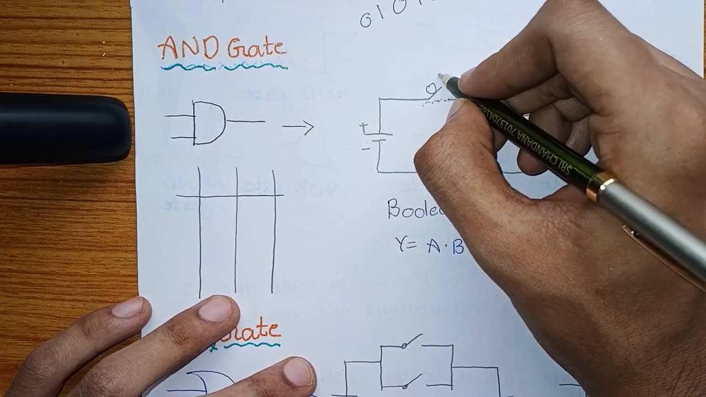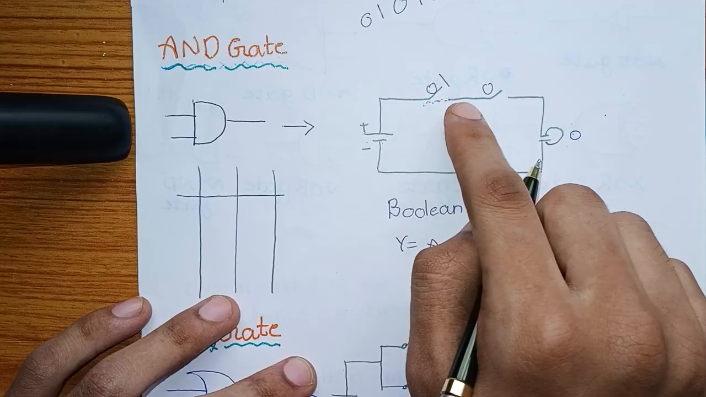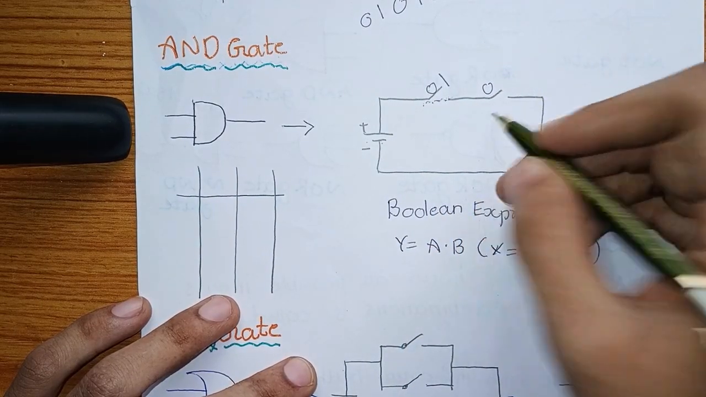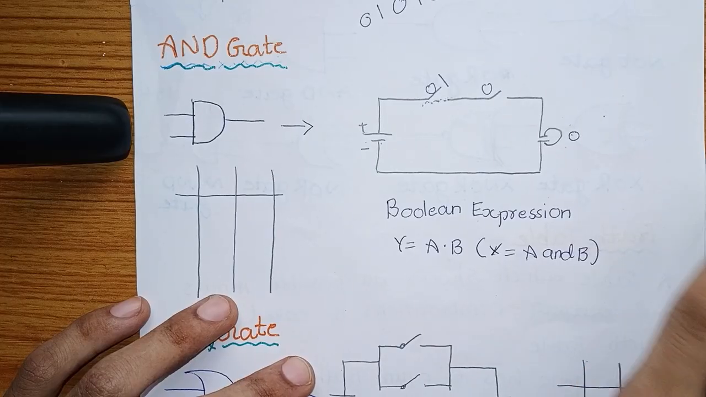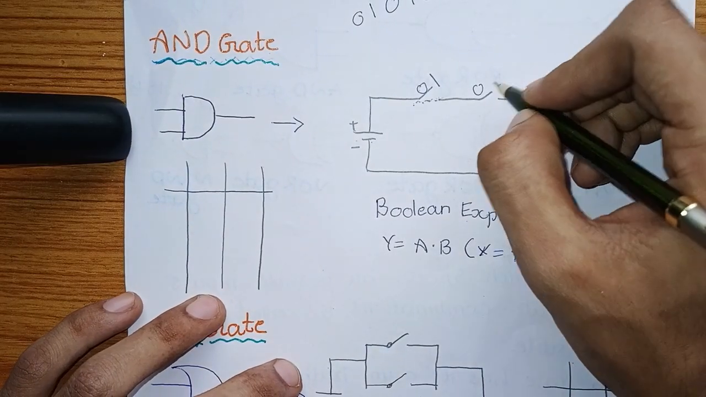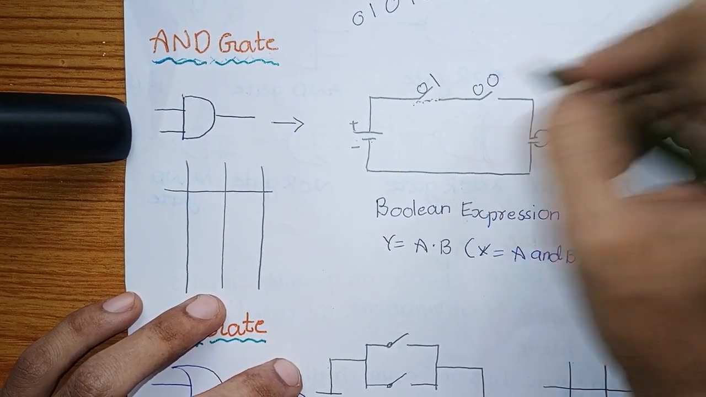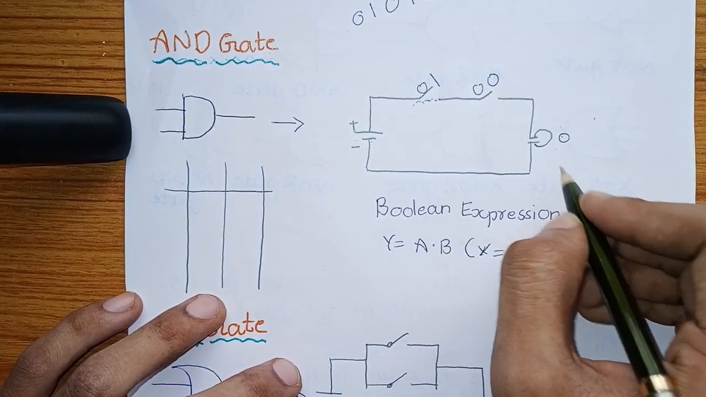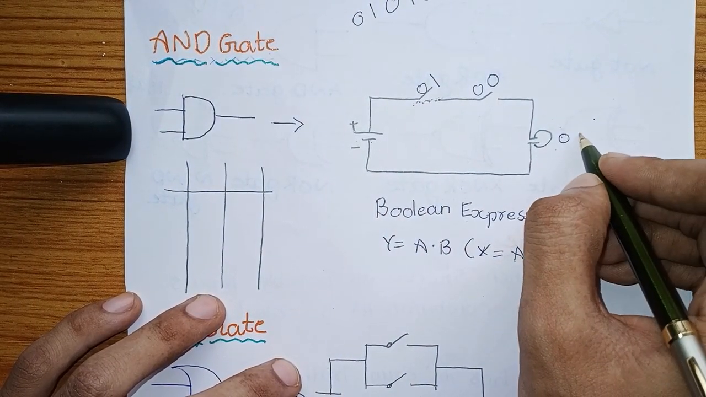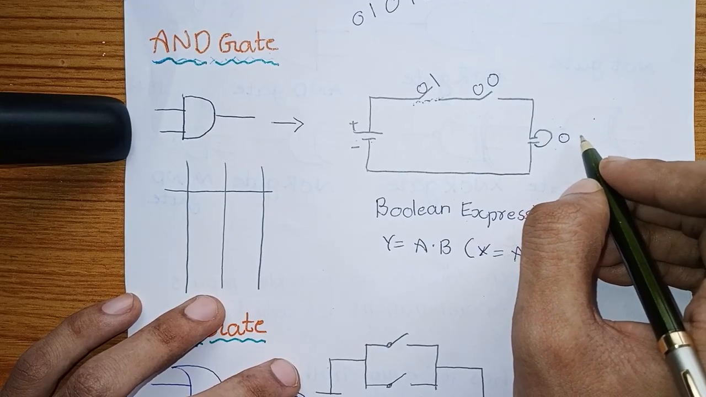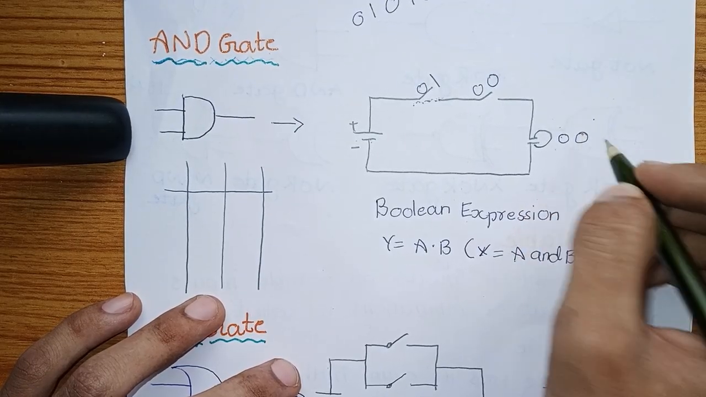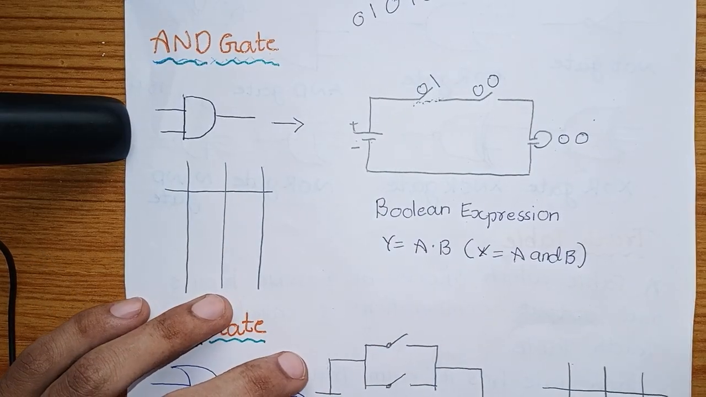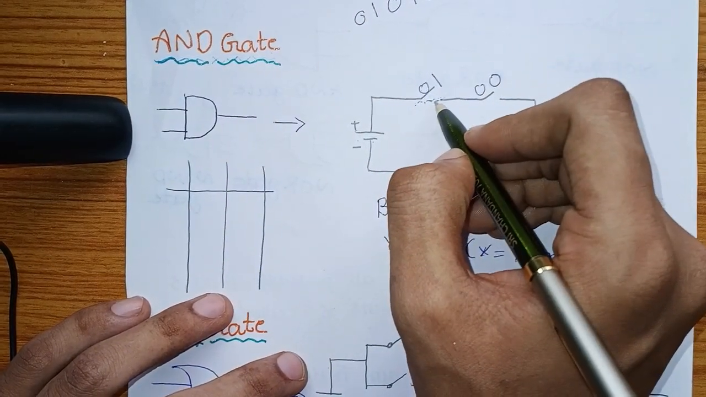I will mark it as 1 because this switch has been closed. Now this is open. I am keeping another switch open, leaving it just like that, and I will mark it as 0. If this switch is closed and this is open, does the bulb glow? No, definitely not. The circuit is not completed, and here again I should mark 0 because the bulb has not yet glowed. Okay.